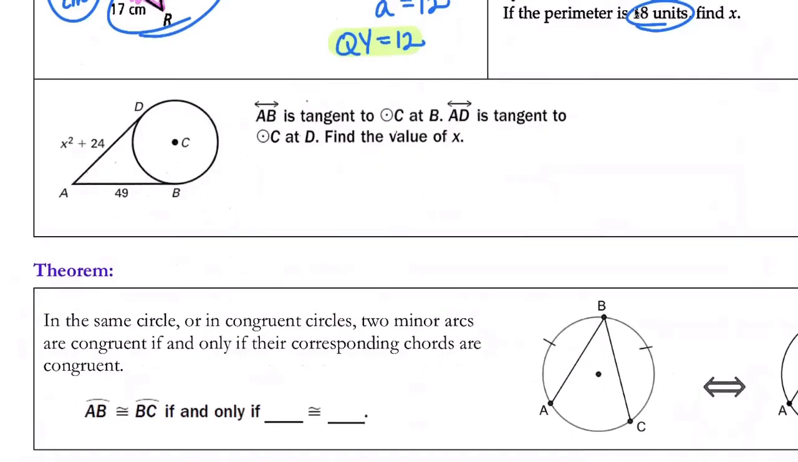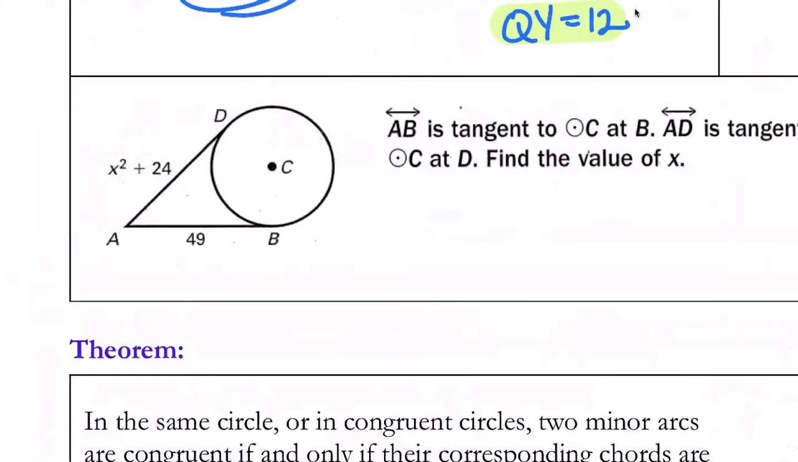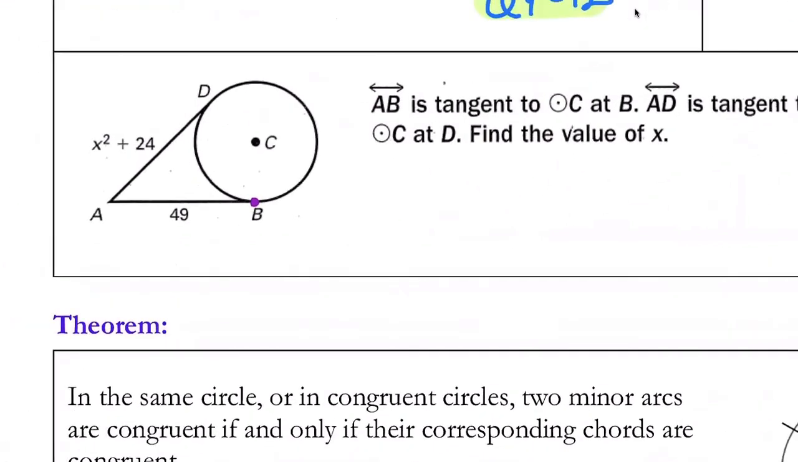Okay, the next problem says segment AB is tangent to circle C at B. Line AB is tangent to circle C at point B, and line AD is tangent to circle C at point D. Find the value of x. Well, the theorem said that if those are both tangents from the same exterior point, then they create congruent tangent segments. A tangent line is a line like that that only hits the circle in one point. If we cut it off, we can call that a tangent segment.